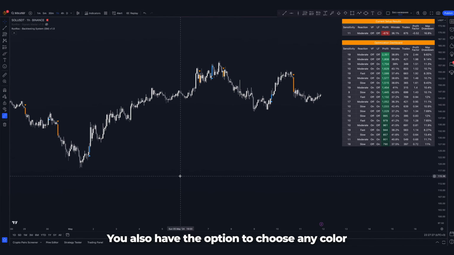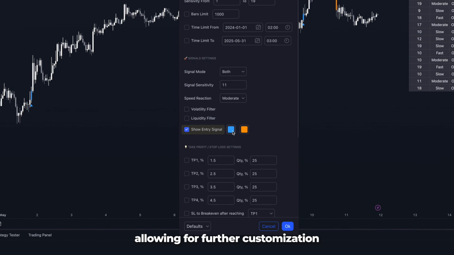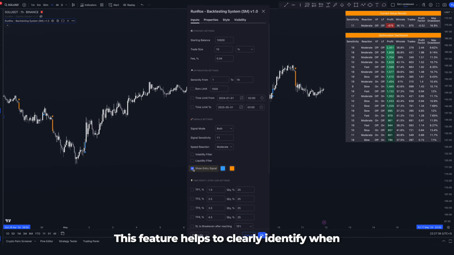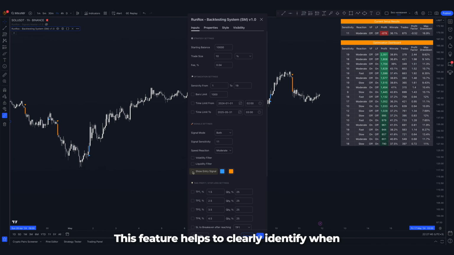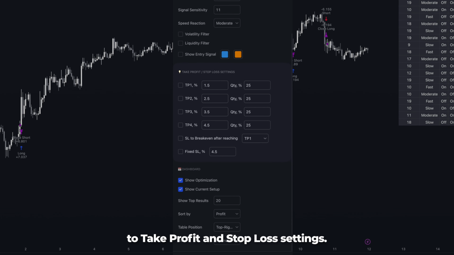You also have the option to choose any color for the bars that you prefer, allowing for further customization to suit your visual preferences. This feature helps to clearly identify when and where signals are generated, enhancing your ability to make timely trading decisions. The fourth block is dedicated to take profit and stop loss settings.